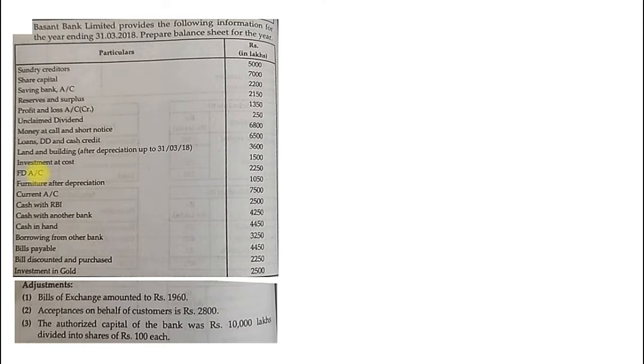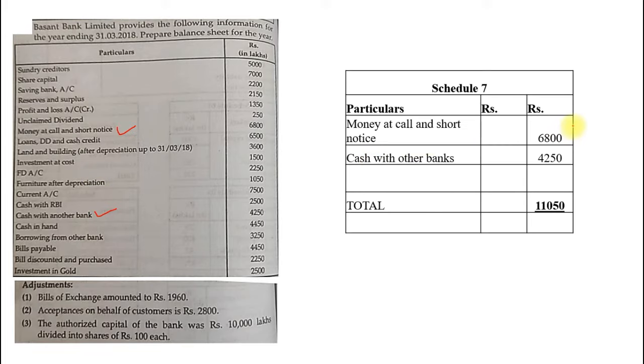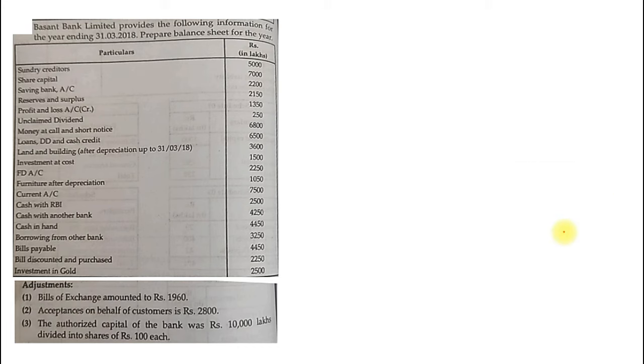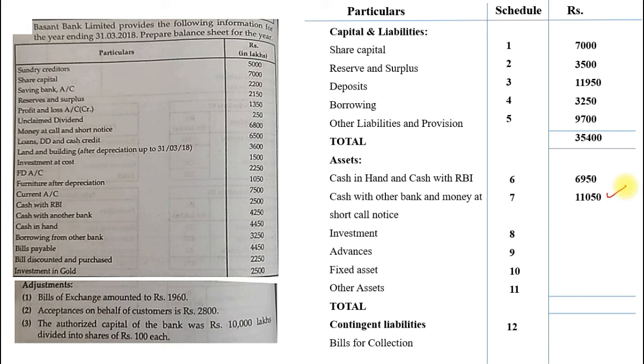Next is cash with other bank and money at short call notice. So let us see that money with other banks. I can see here cash with other bank and money at call. Yeah, here I can see money at call and short notice. Both the values are there. So we noted down money at call 6800, cash with other bank 4250, total comes to 11050. Schedule number 7, so schedule number 7 has 11050.